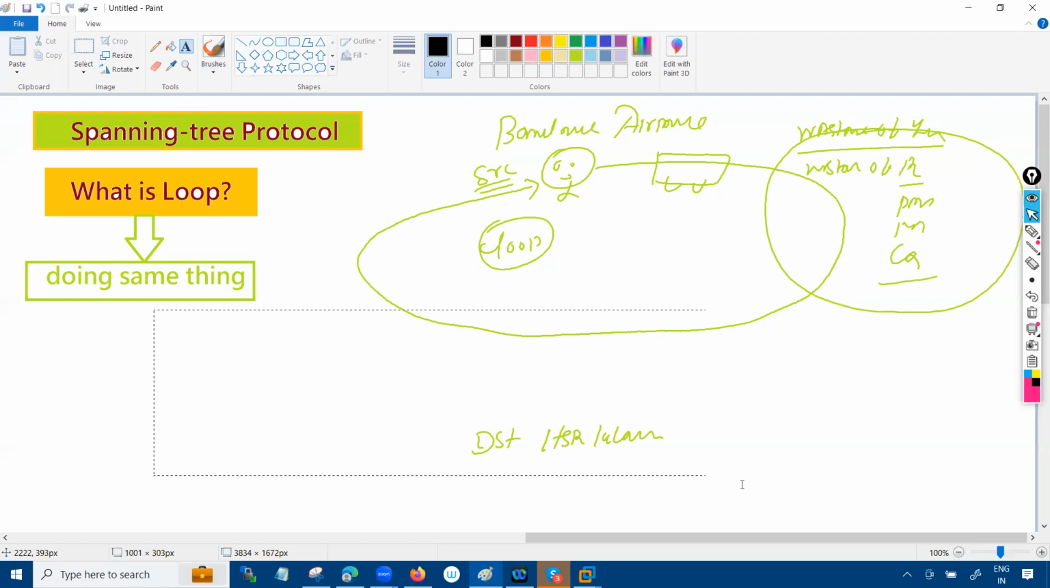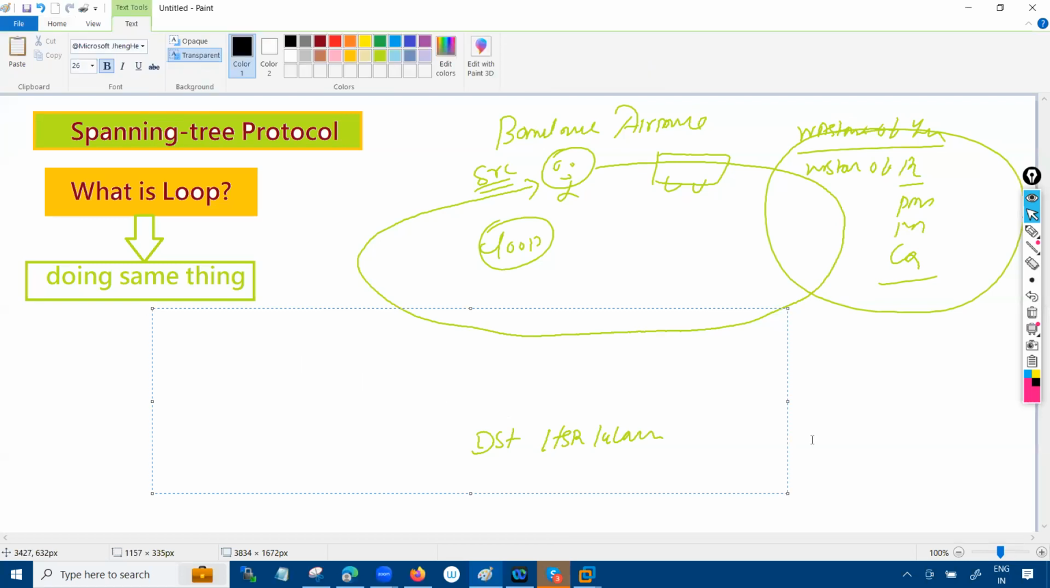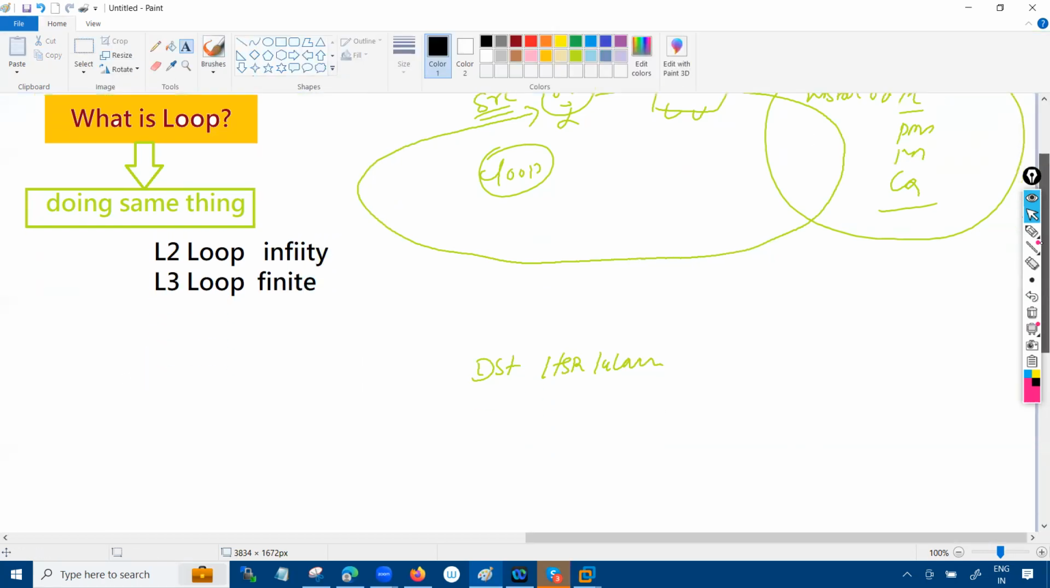And in networking, we have two types of loop. One is called a layer 2 loop, and another is called a layer 3 loop. Layer 3 loop is a finite loop. It means that after some amount of time, this loop will end. Layer 2 loop is infinite. So before we understand the layer 2 loop, first we need to understand the layer 3 loop. So let's take an example.